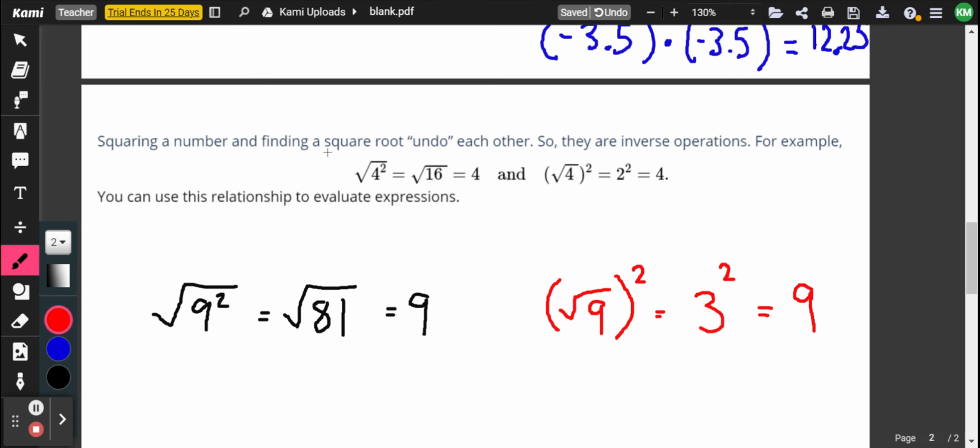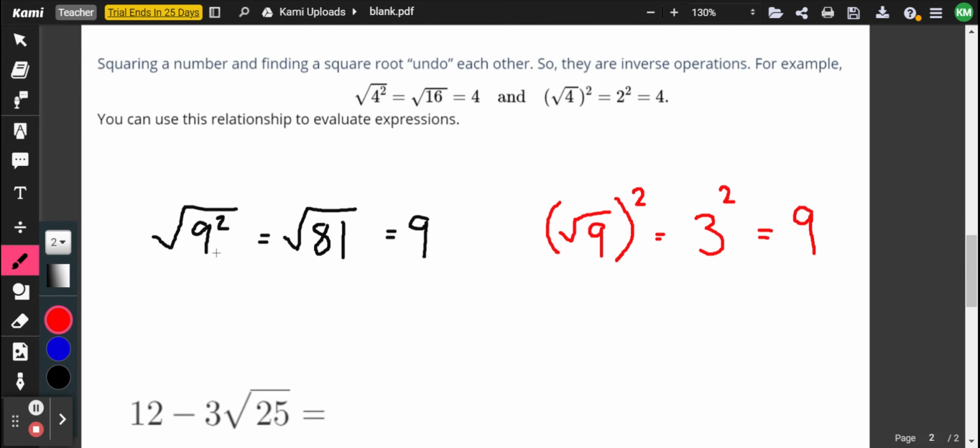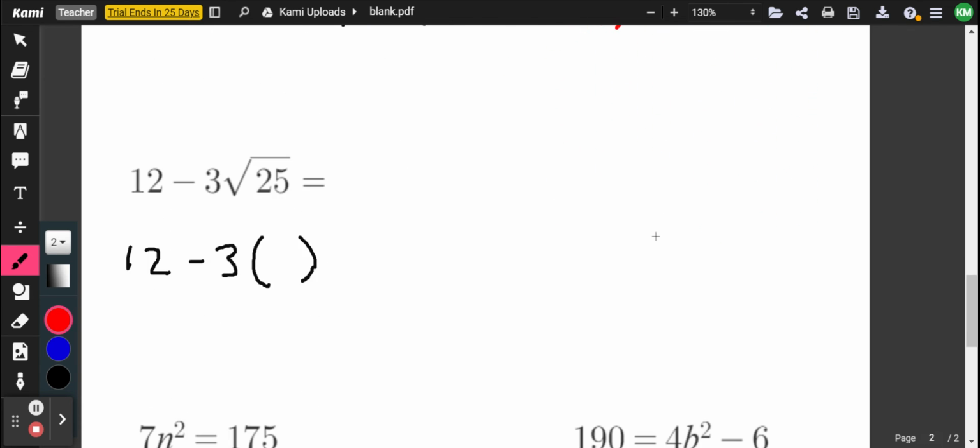Squaring a number and finding a square root undo each other. So they are inverse operations, just like addition and subtraction are inverse operations of each other. We can use this relationship to evaluate expressions. So if we're looking at the example here, the square root of 9 squared ultimately gets me to 9. The radical symbol and the square cancel each other out. Same thing on the right. I have the square root of 9, and I'm squaring that, and that will eventually get me to 9. So the radical and the square cancel each other out.